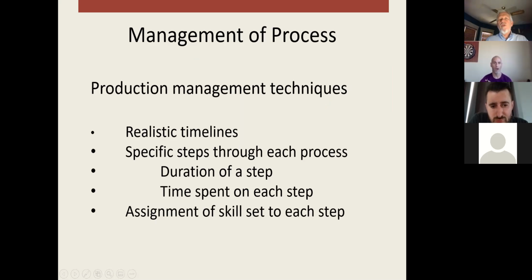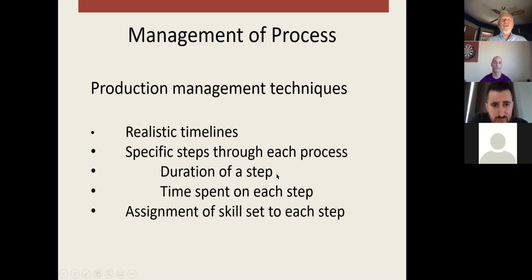So the management of the process, we're just about wrapped up here, but the production management techniques, well, realistic timelines are hard to do for some people, but they have to be realistic. If you can't get the timeline right, then somebody at the first step bumps into the next guy, and it just pushes everything out. And you end up having a real mess.